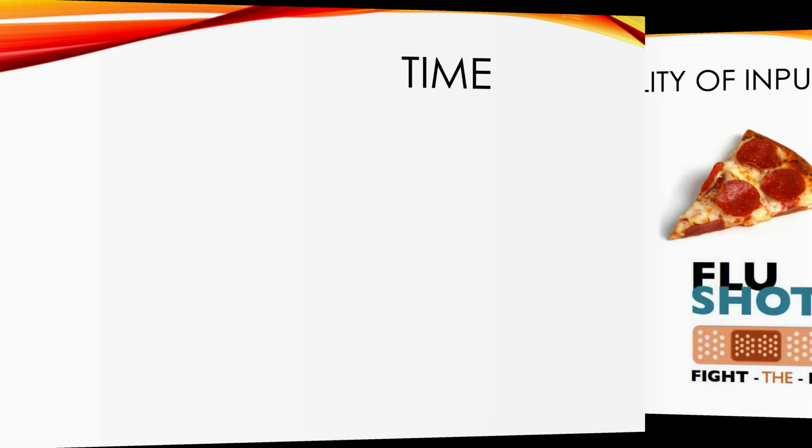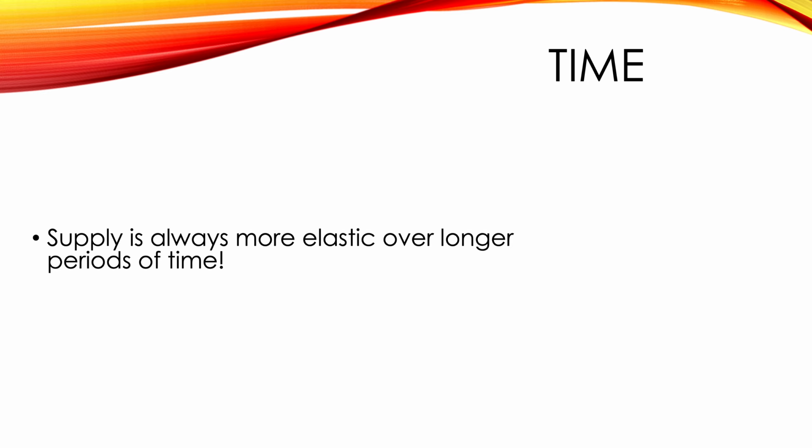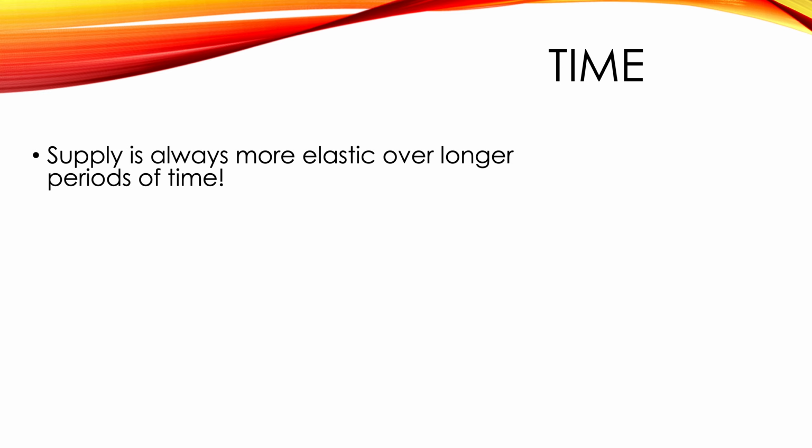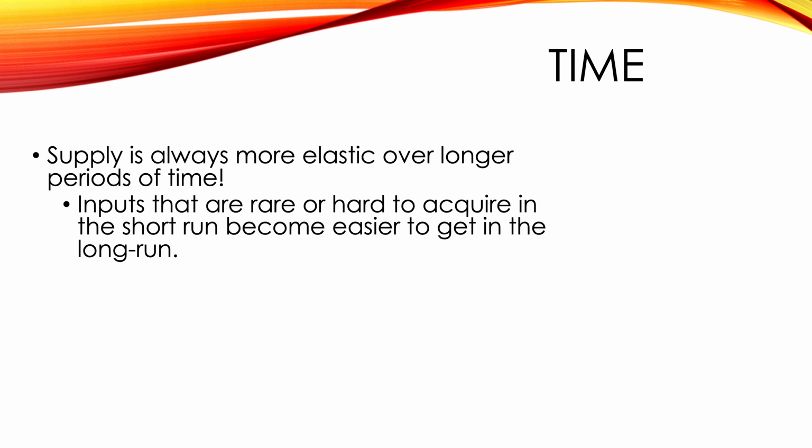But the one big thing that changes this is time. So as a rule, supply is always more elastic over longer periods of time because in the short run, some things are fixed, they can't change. But as you move into longer and longer periods of time, everything becomes more flexible. Everything is flexible in the long run. So, for instance, inputs that were rare or hard to get in the short run, as the time frame expands, might be easier to get.